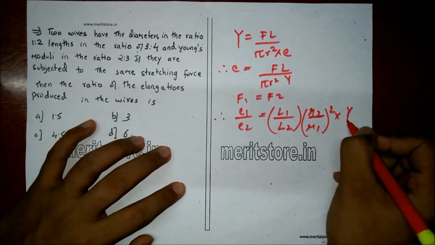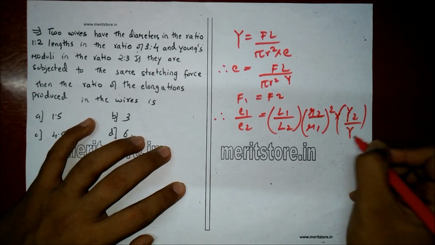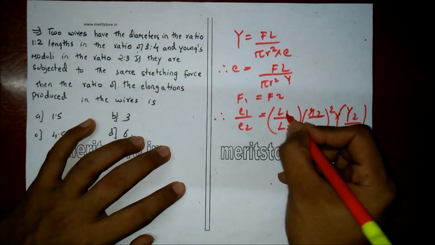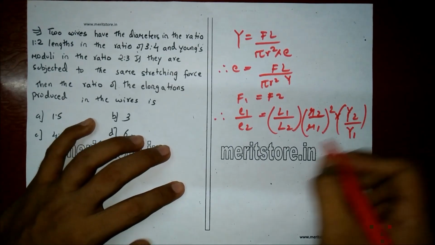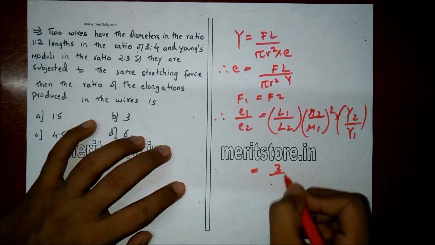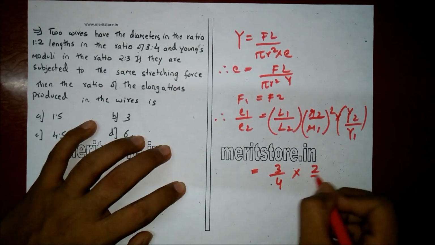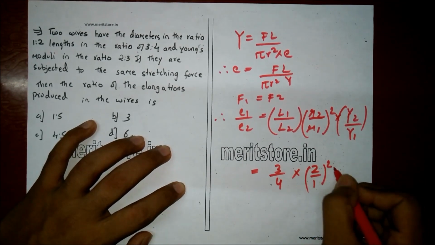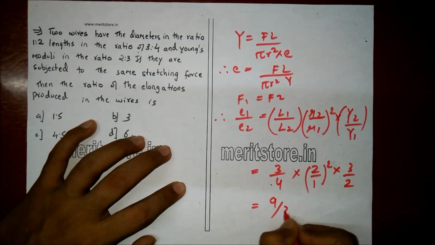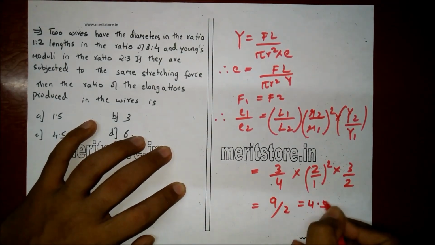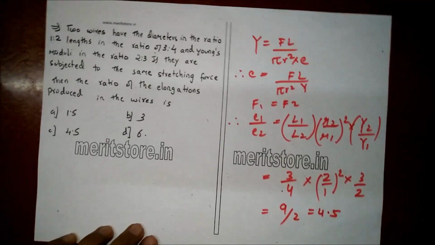into Y2 upon Y1. Therefore, we know the values of L1 upon L2, R2 upon R1, and Y2 upon Y1, which will be 3 upon 4 into (2 upon 1) the whole square into 3 by 2. Therefore, we'll get the answer as 9 by 2, which is 4.5. Therefore, here the correct answer will be option C.